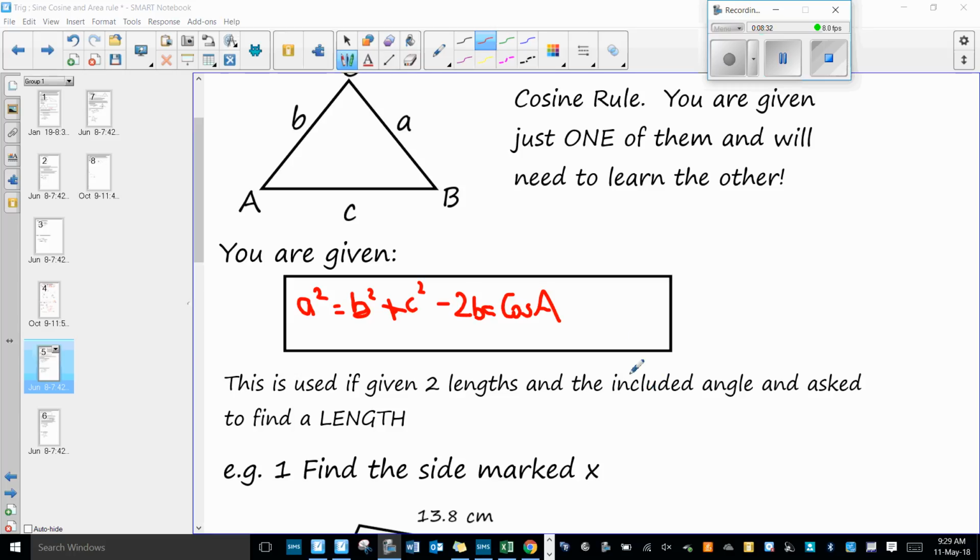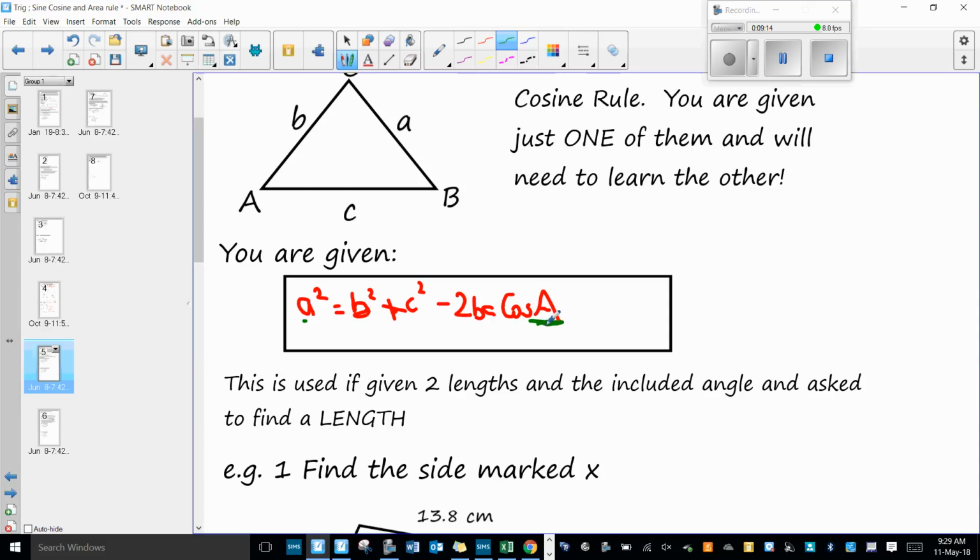Now, you know that I don't like to stress about labeling things A, B, C. What I want you to appreciate is the connection that we've got here. If this is the angle that we've been given, so if we're trying to find a side length, we need to know this angle. What connection is there between this side length and this angle? They are across from each other. So if we're trying to find a side length and we know the other two side lengths, we need to know the angle opposite the one we're trying to find.